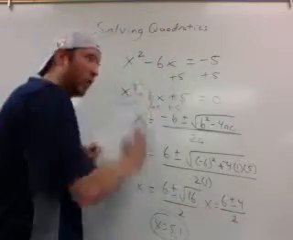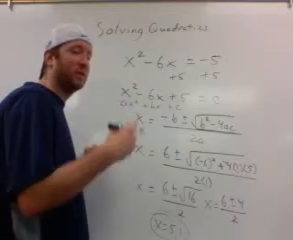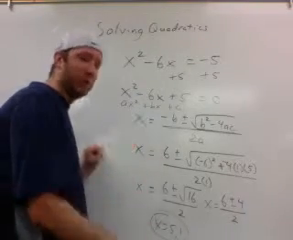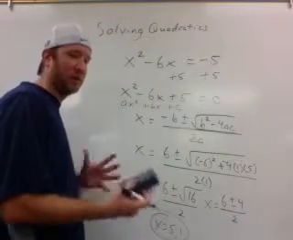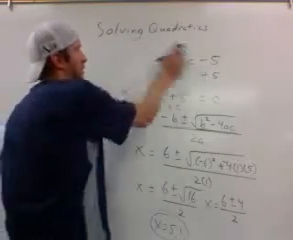All right. Notice all three of those methods, factoring, quadratic formula, completing the square, all gave me the same answers of 5 and 1. It's just kind of a choice of what you like the best.